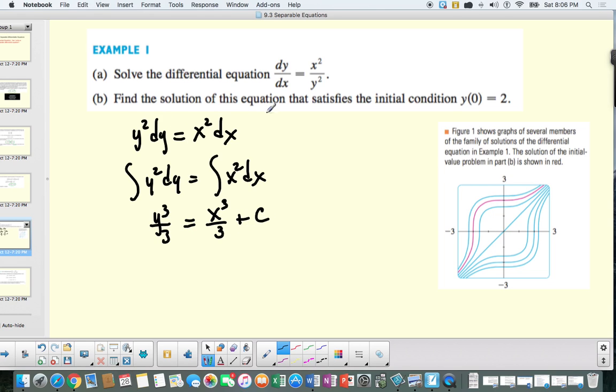Okay, we want to find the solution for this equation that satisfies the initial condition (0, 2). So everywhere I see a y, I'm going to write 2. That'll be 8/3. Put a 0 here for x, and c is equal to 8/3. So my solution looks like this.